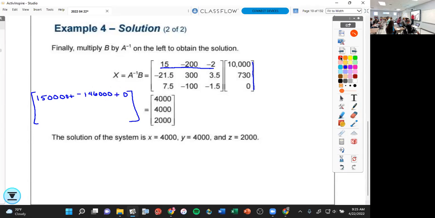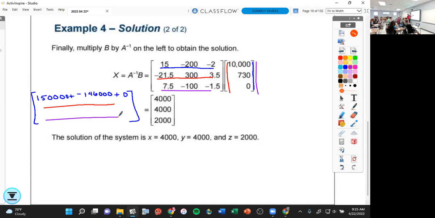Should I go through another one or y'all good? Anybody want to do another one? Yes, no? I would do this row and this column, and that goes here. And then I would do this row times this column, and that answer goes here.